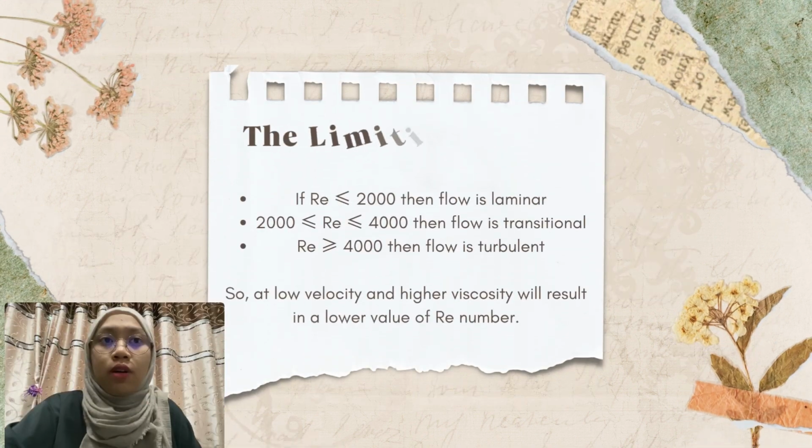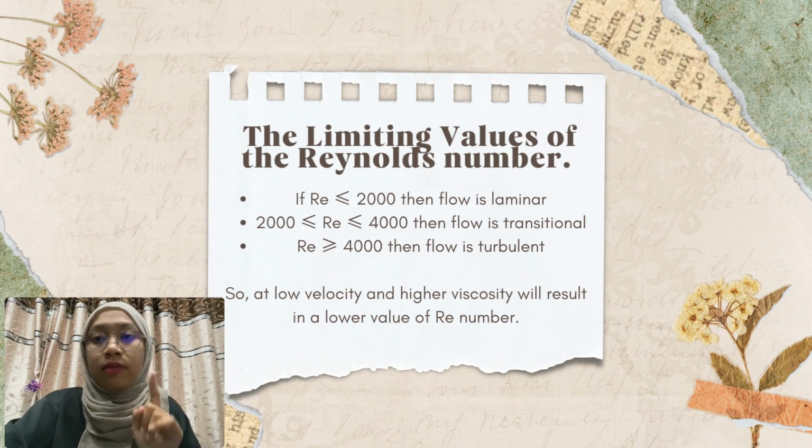The limiting values of the Reynolds number have 3 points. First point, if Reynolds number is lower than 2000, then flow is laminar. Point number 2, if Reynolds number is lower than 4000, then flow is transitional. And the last point is if Re is higher than 4000, then flow is turbulent. So low velocity will result in a lower value of Reynolds number, and higher velocity in a higher value.